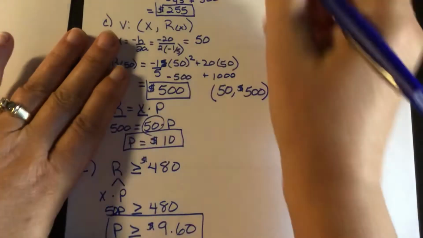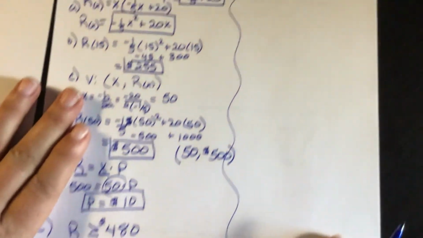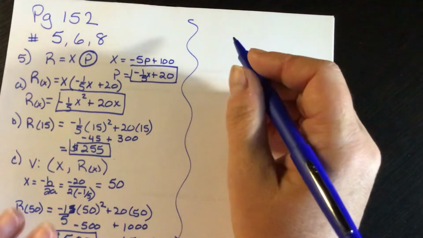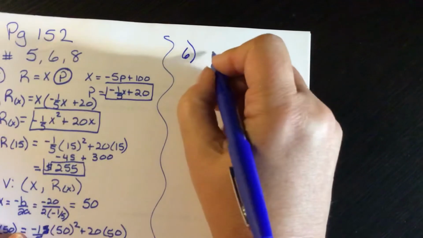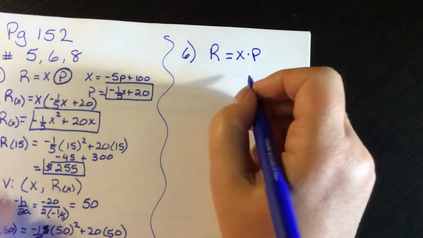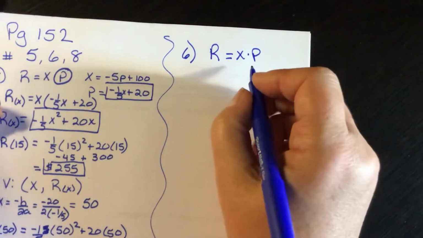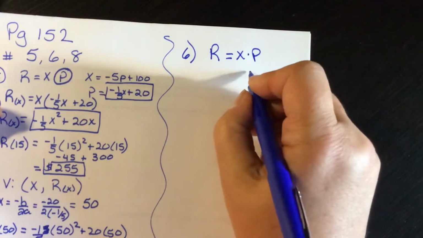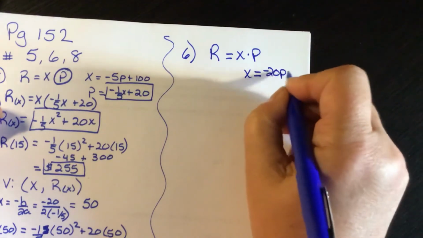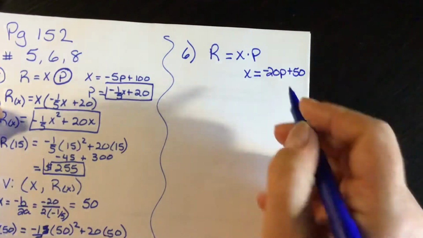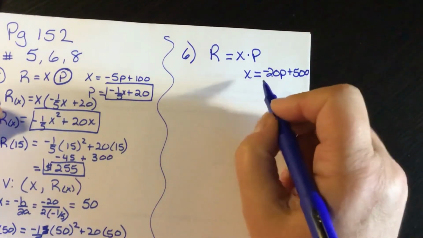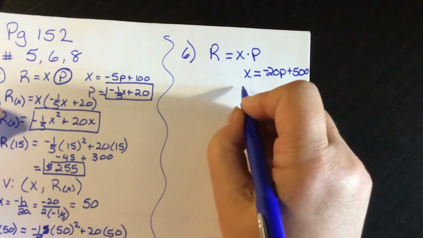All right, so now if we do number 6, that's very much like number 5. We're going to start with revenue equals X times P. And again, they give us that second equation in terms of X. So they tell us that X equals negative 20 P plus 500. And again, I want to solve for P. So I'm going to subtract 500. So I have X minus 500.